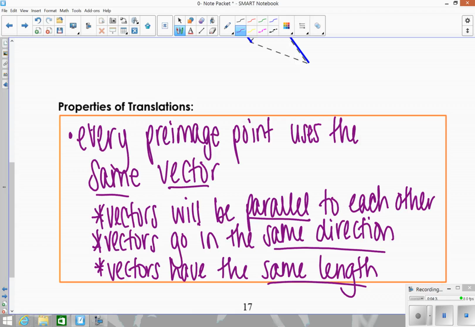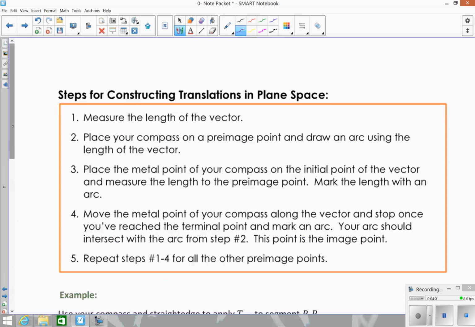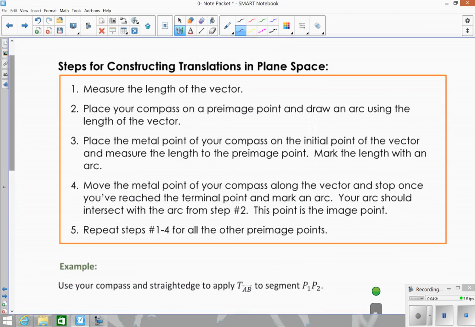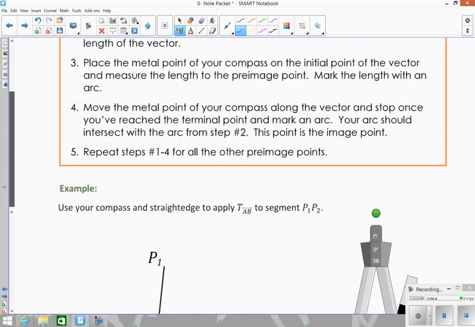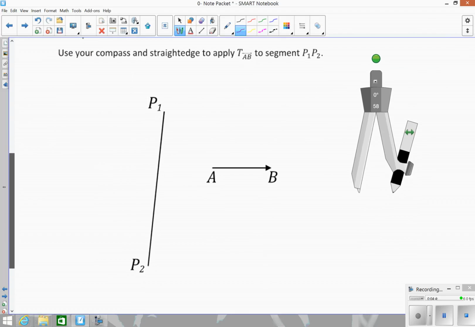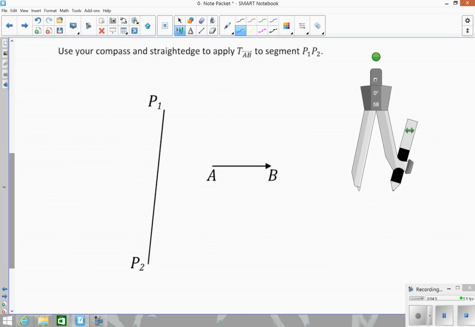So if we go to the next page, we're actually going to do a construction. So here are your steps for how to construct a translation. So I'm going to just walk through these as we go through the construction. So the first thing we have to make sure that we do is identify the vector, because that tells you how you're moving. On a coordinate plane, it'll just tell you, okay, move right 2, up 1.